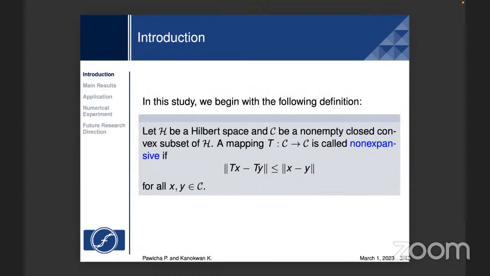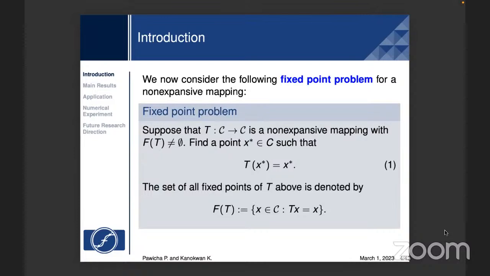In this study, we begin with the definition of nonexpansive mappings. Let H be a Hilbert space and C be a nonempty closed convex subset of H. A mapping T is nonexpansive if ||Tx - Ty|| <= ||x - y|| for x, y in C. Now we consider the fixed point problem of nonexpansive mappings. Suppose that T is a nonexpansive mapping with a nonempty fixed point set. Find a point x* in C such that equation 1 holds. The set of fixed points of T is denoted by F(T).